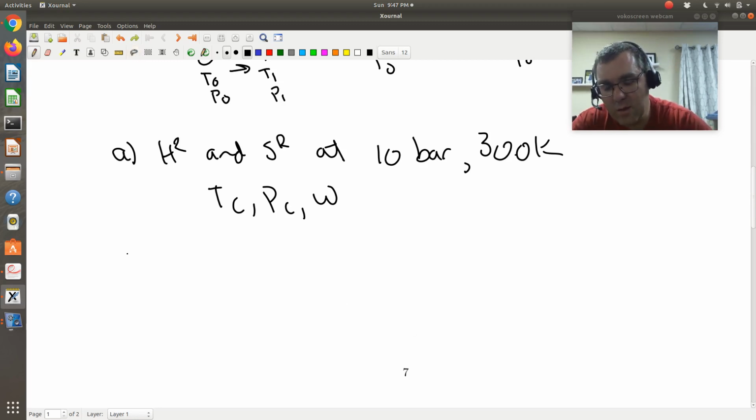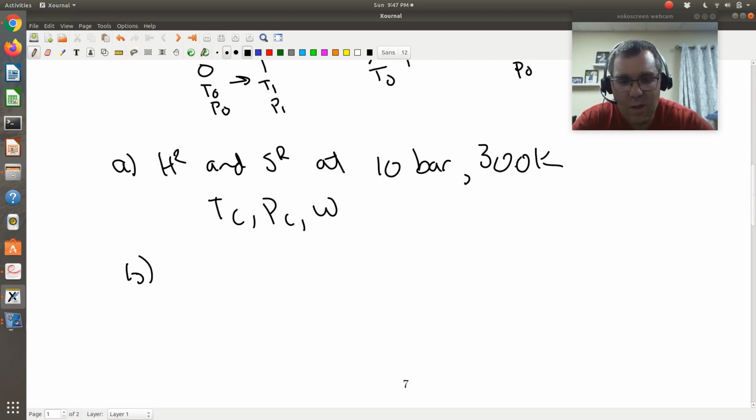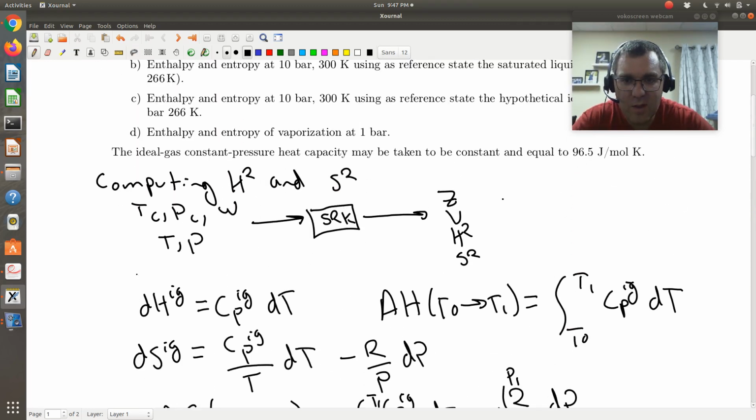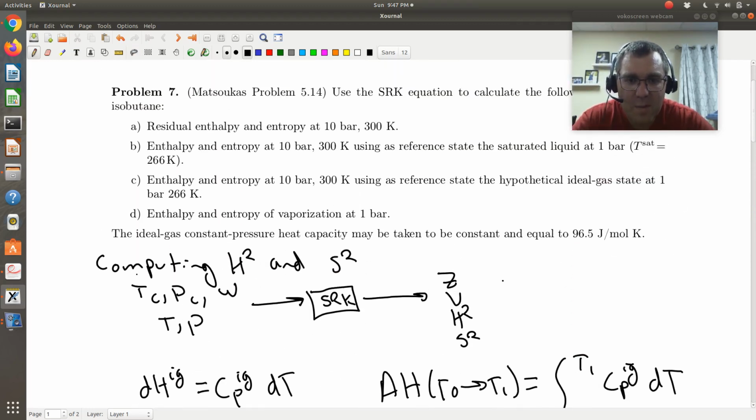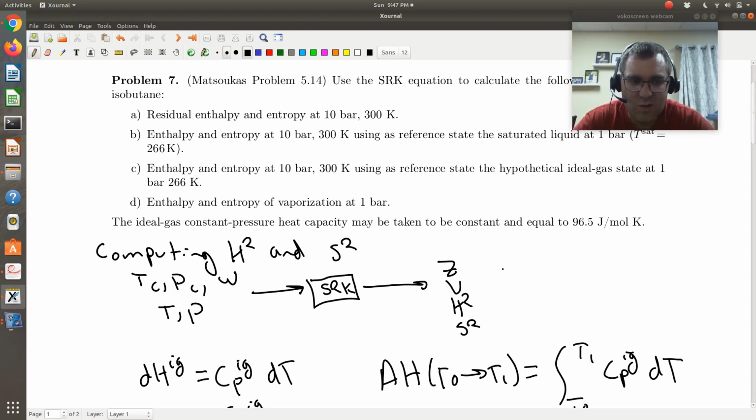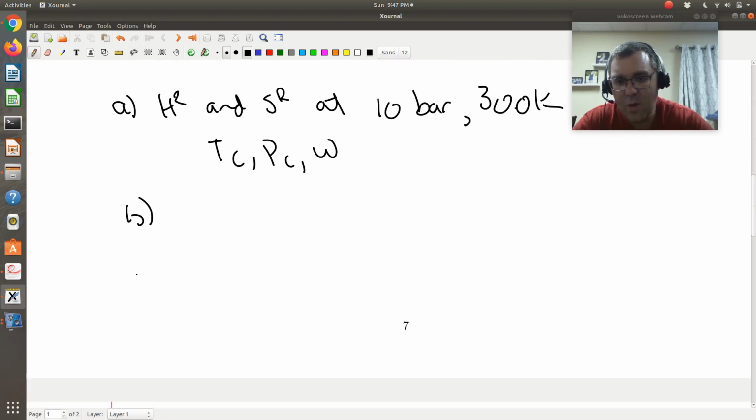Okay, so now for B. B is where we have to start to think through things. B says enthalpy and entropy at 10 bar, 300 Kelvin, and we're going to use as a reference state the saturated liquid at 1 bar and saturation temperature of 266 Kelvin. So we want H and S. I'm going to label this as H1 and S1, our state of interest.